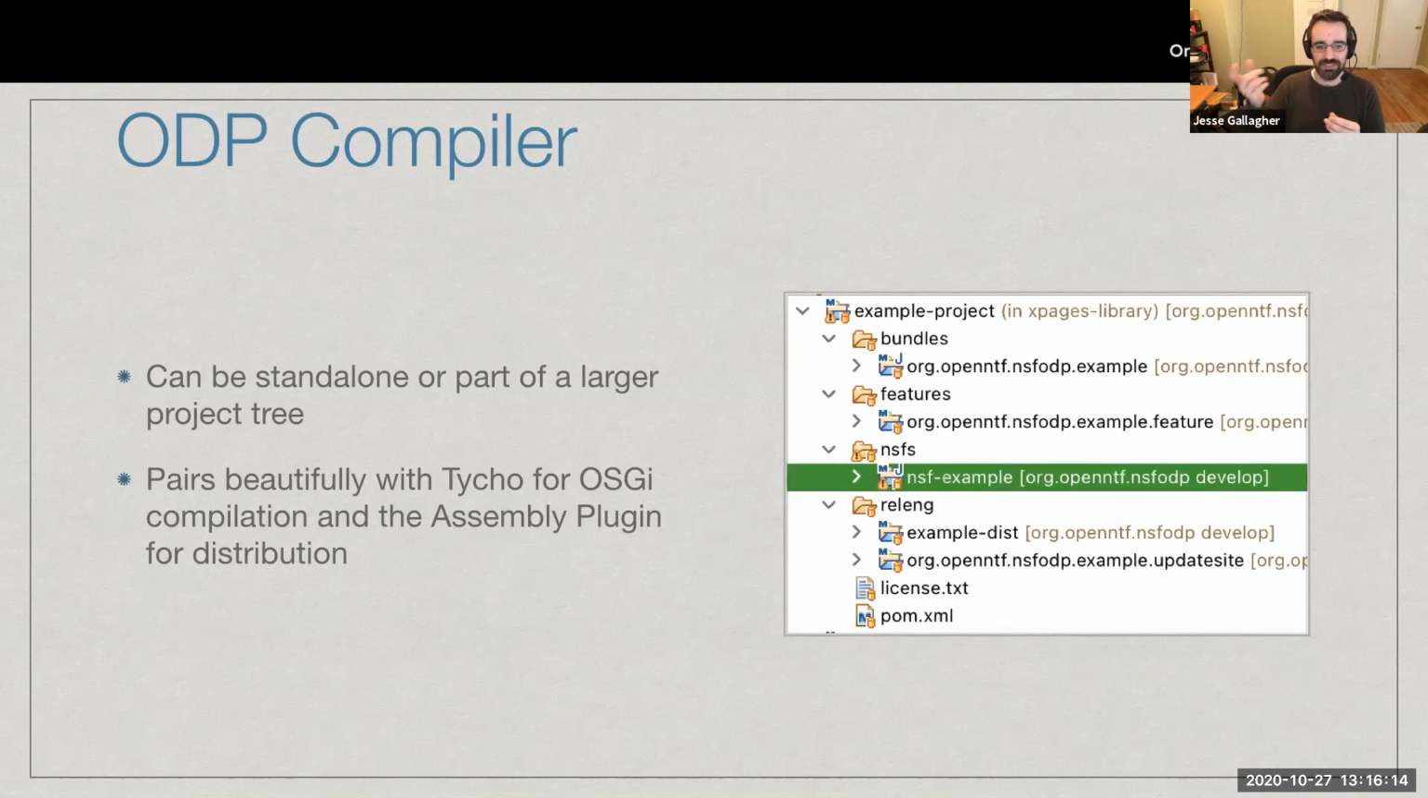So I can run the build, and then have ready for my client a zip file that has the update site. It has any legal stuff that I need in there, and it has the NSF, and then that's ready for just deployment onto the server. And this happens consistently every time.